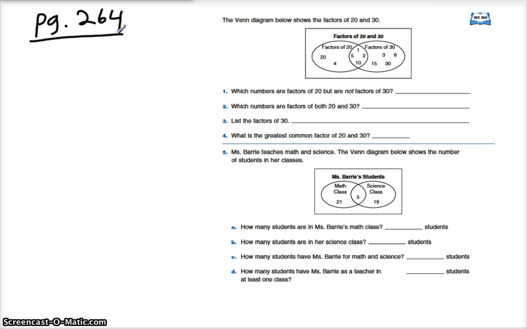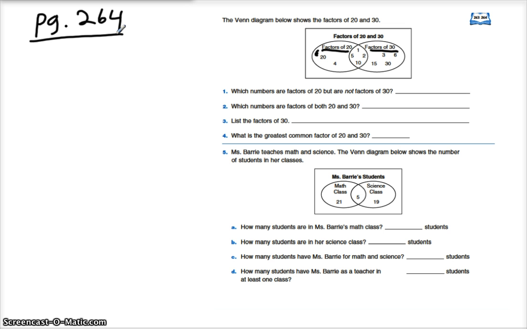All right. Page 264, looking at Venn diagrams. So here's our first Venn diagram, just like it looks on your page. It says the Venn diagram shows the factors of 20 and 30. So we're talking about multiplication. What are their factors? The oval on the left looks specifically at the factors of 20, and the oval on the right looks specifically at 30.